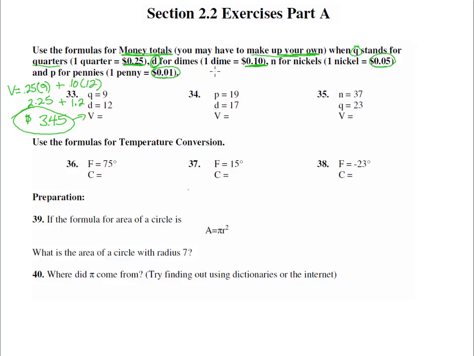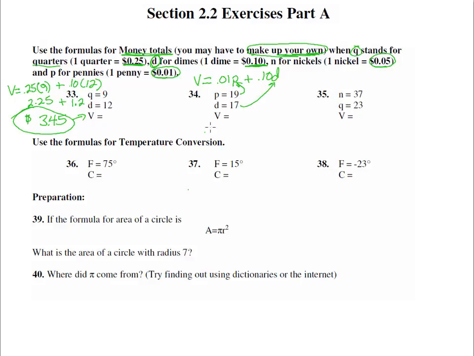Number 34. This one doesn't have quarters and dimes. It has pennies and dimes. Now a penny is worth 0.01. So the formula for this one, though many people would not find it necessary, is that the value would be 1 cent times the number of pennies plus 10 cents times the number of dimes. And that's what it said by making up your own. We didn't need to have quarters or nickels in this particular formula because the problem only has pennies and dimes. So 19 can go in for the P and 17 can go in for the D.